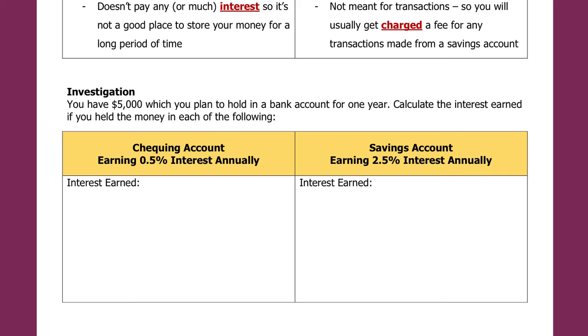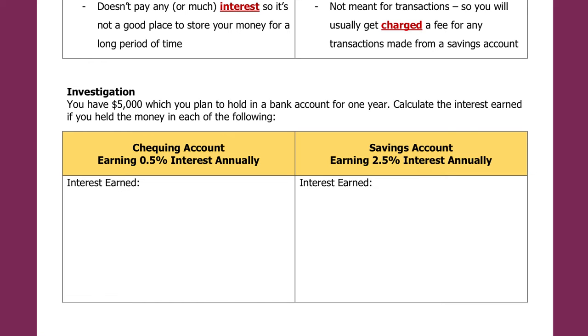Next, we're going to do a little bit of an investigation that involves interest, which we've talked about above. So let's imagine you have $5,000, which you plan to put in a bank account for a year. We want to calculate the interest if you held the money in a checking account or savings. So let's imagine our checking account has 0.5% interest annually, and our savings has 2.5% interest annually. So we're going to calculate the difference of how much interest is earned on each of these different types of accounts.